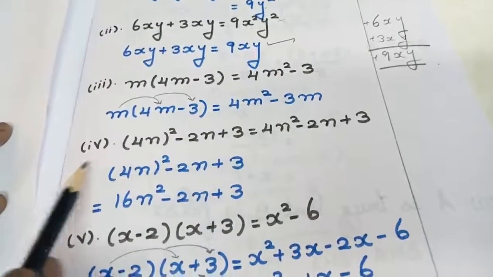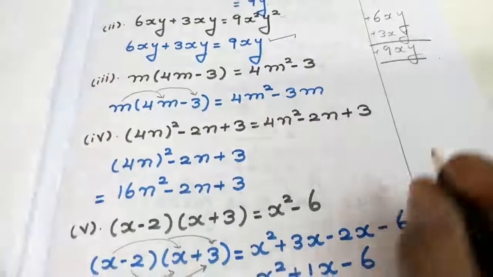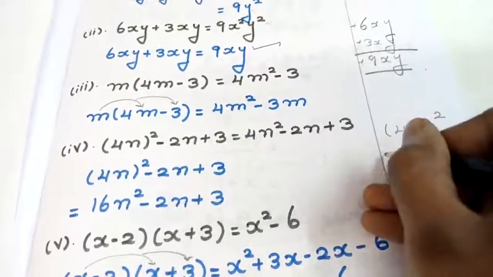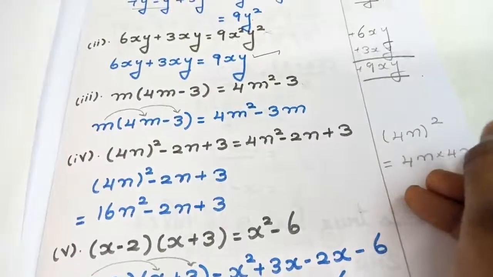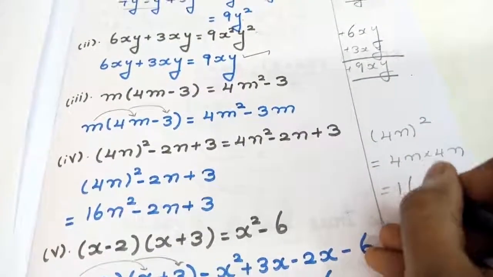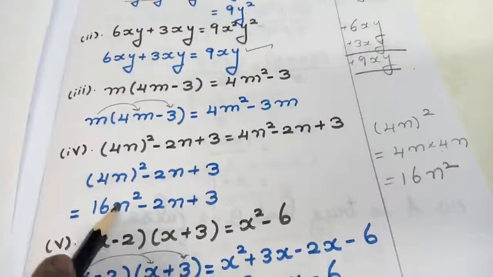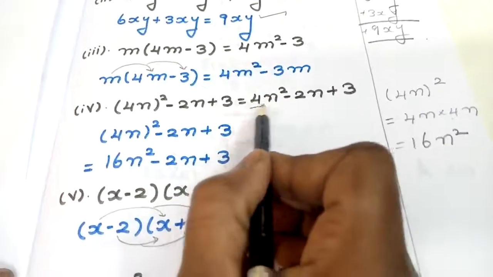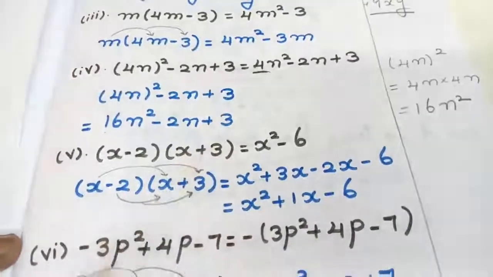Coming to the fourth question, take the left hand side, students. 4n square. What is the meaning of 4n square? N the whole square means 4n into 4n, that is 4 4s are 16 n square. So this is the meaning. I have written here 16n square minus 2n plus 3. Here they have given you as 4. Instead of 4, you are getting it as 16n square minus 2n plus 3.